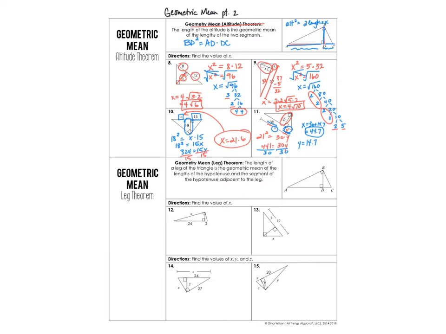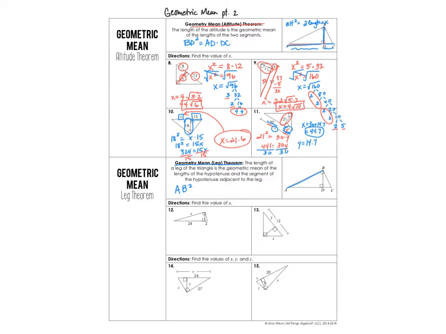Okay, now let's look at the geometric mean leg theorem. Okay, this says that the length of a leg of the triangle is the geometric mean of the lengths of the hypotenuse and the segment of the hypotenuse adjacent to the leg. Now that's a lot of words. So let's look at this. This means AB squared.